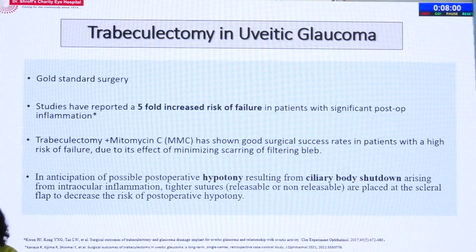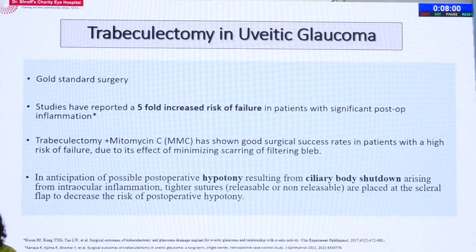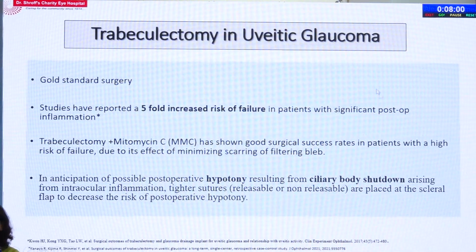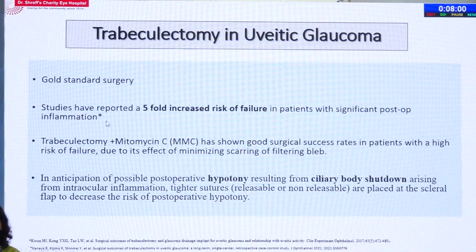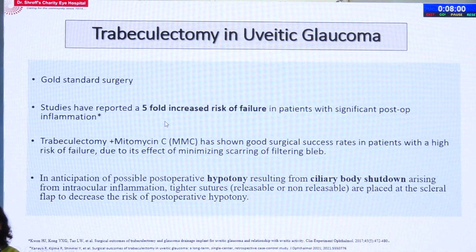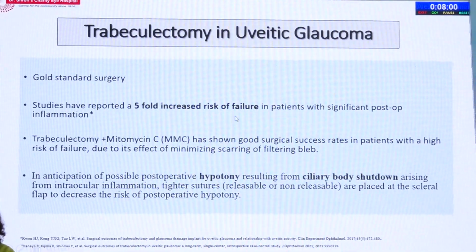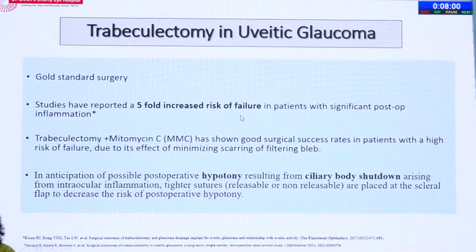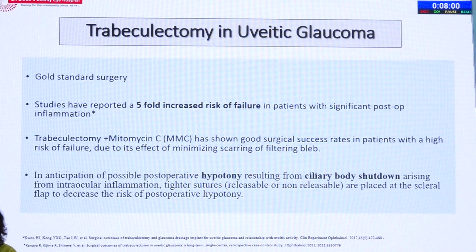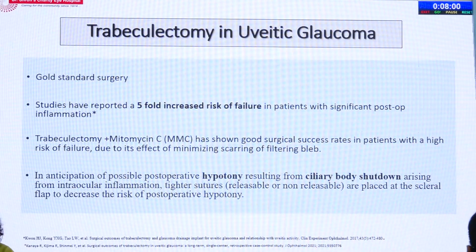So trabeculectomy is considered to be the gold standard for uveitic glaucoma. Studies have reported that there is a 5-fold increase in the failure of trab if there is significant perioperative inflammation. So that brings us to emphasize the need to control inflammation.